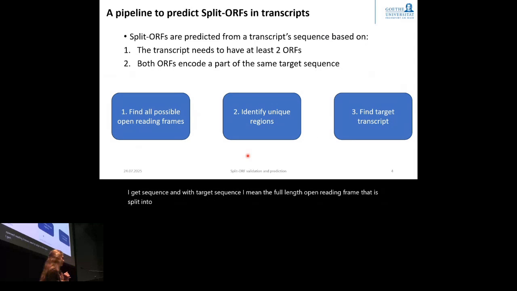And now the split ORFs pipeline works in 3 steps. First of all, we find all possible open reading frames. Then we identify unique regions of the split open reading frames, which we can later use for validation. And third of all, we find the target transcript. So let's have a closer look at how this works.